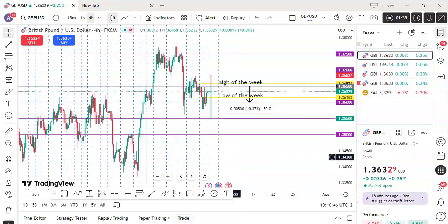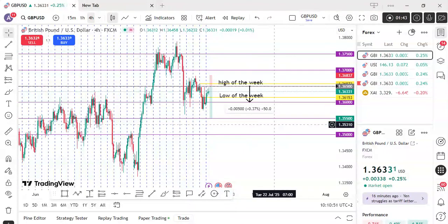Like you already know, it's 50 pips between each of the psychological levels. As you can see, I measured it already. So absolutely, it's 50 pips.